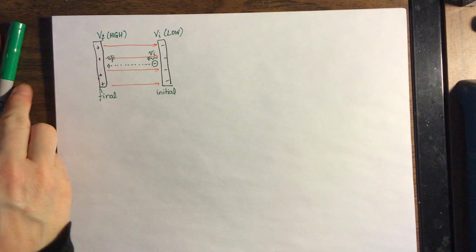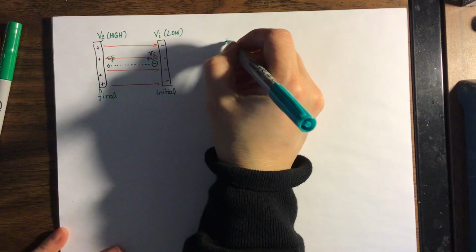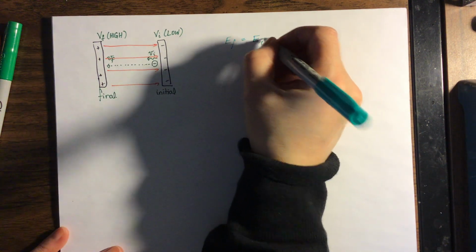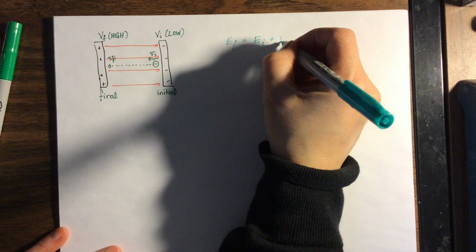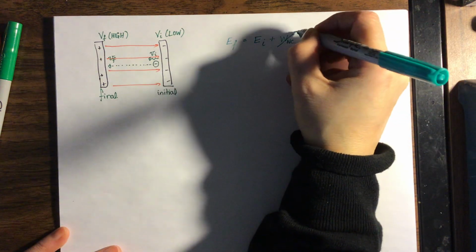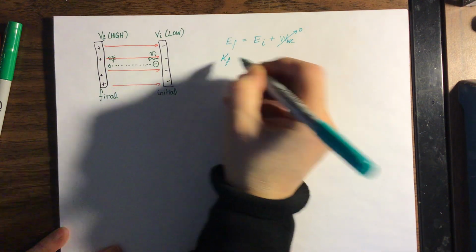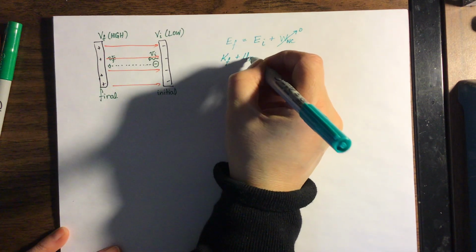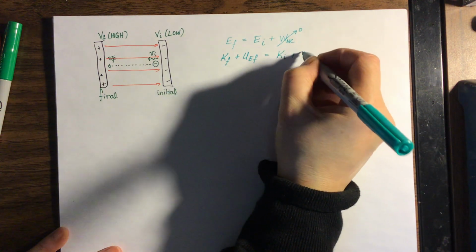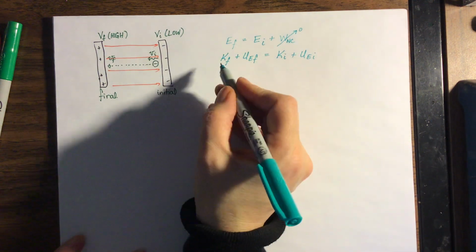Let's write down our statement of conservation of energy. The final mechanical energy of our electron is equal to the initial mechanical energy of our electron plus any work done by non-conservative forces. There's nothing like friction or anything like that, so that work done is 0. Our final energy is the final kinetic plus the final electric potential equals the initial kinetic plus the initial electric potential.